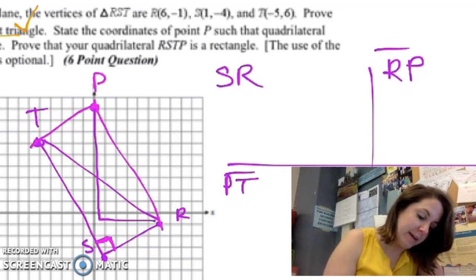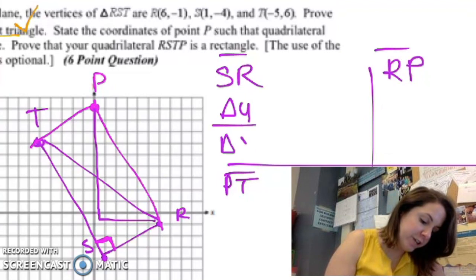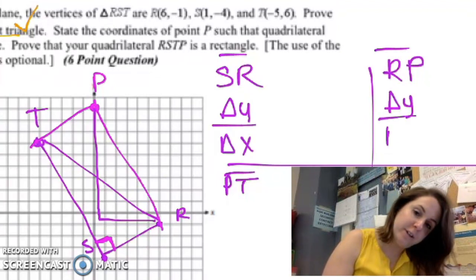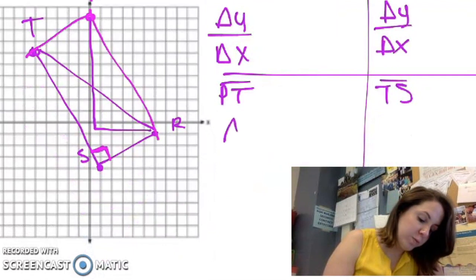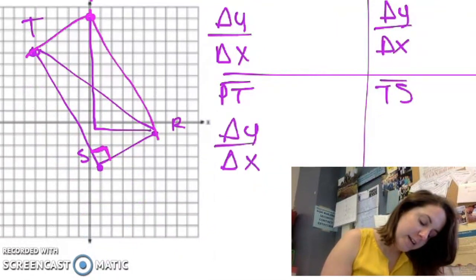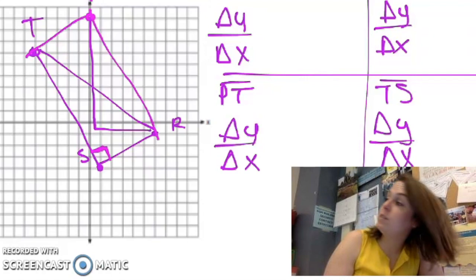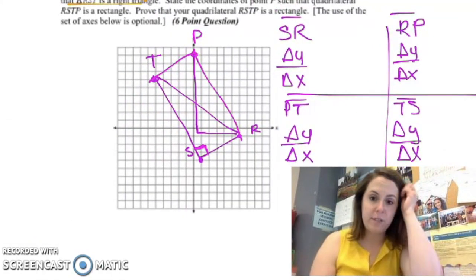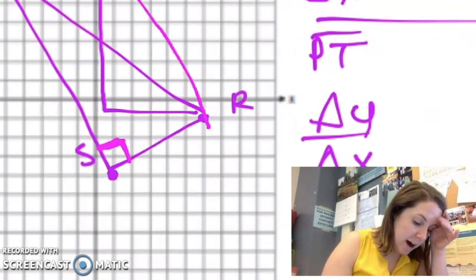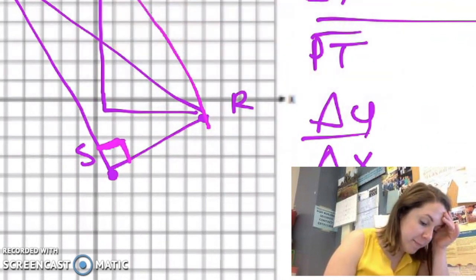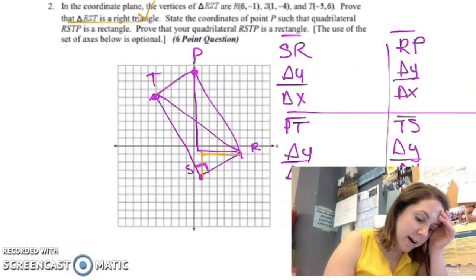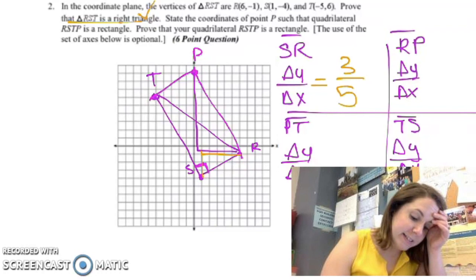Those are my four segments, and I'm going to find my slope. So change in Y over change in X, change in Y over change in X, change in Y over change in X, and change in Y over change in X. Those are my setups. So for SR, I'm going up 1, 2, 3 over 1, 2, 3, 4, 5. So SR is up 3 over 5. Okay. Now ST we already showed before was down 5 over 3.